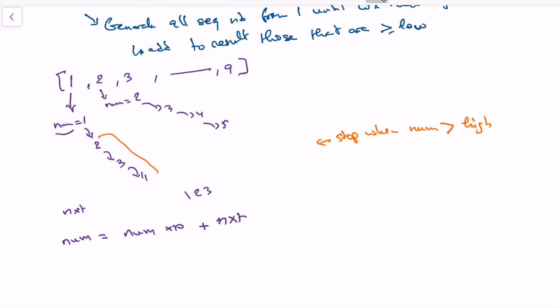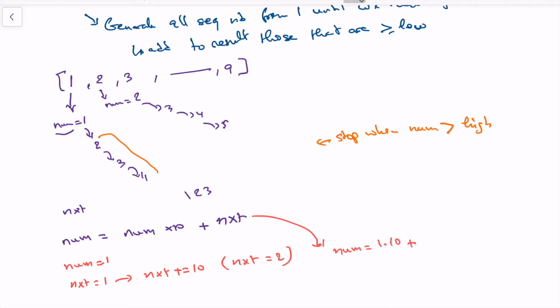So for example, in the first iteration here, we would have number equal to 1, and then we would have next equal to 1. We will increase it by 1, right? And so now next is equal to 2. And now if we plug it into this formula, num is going to be 1 multiplied by 10 plus 2, which is going to be 12, which is this portion that we are looking for.